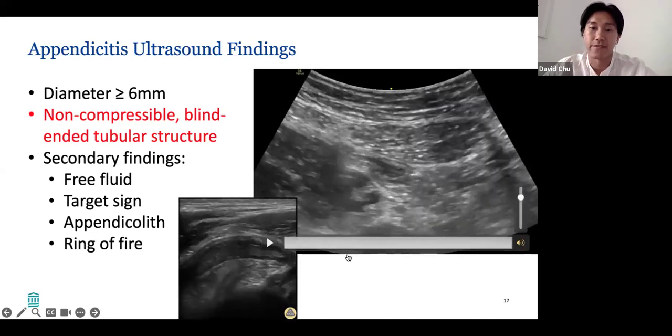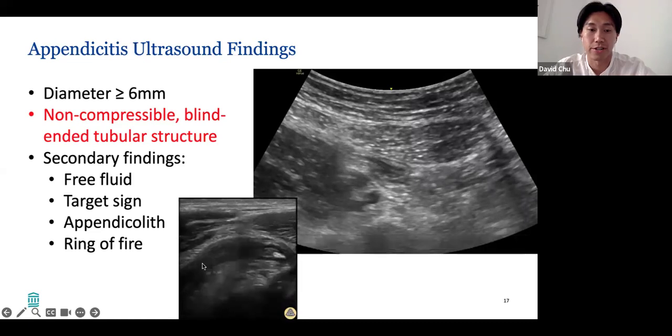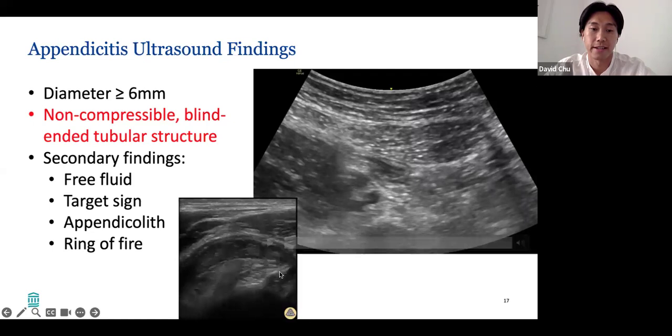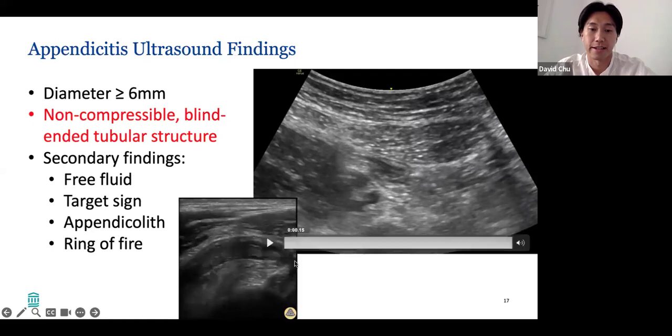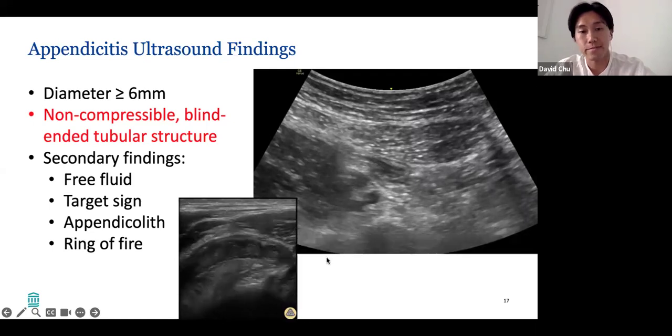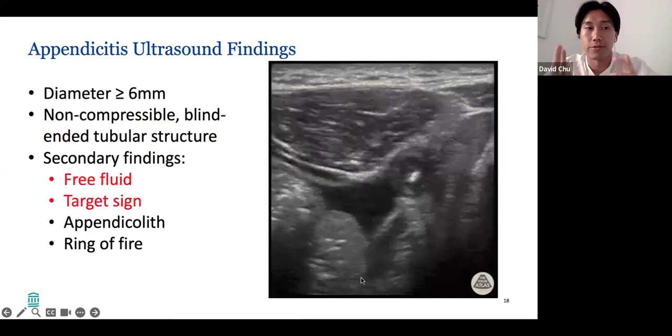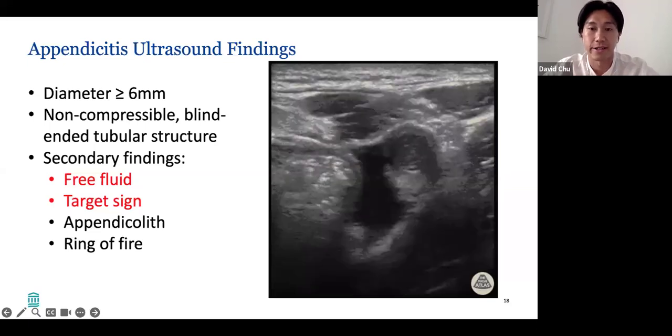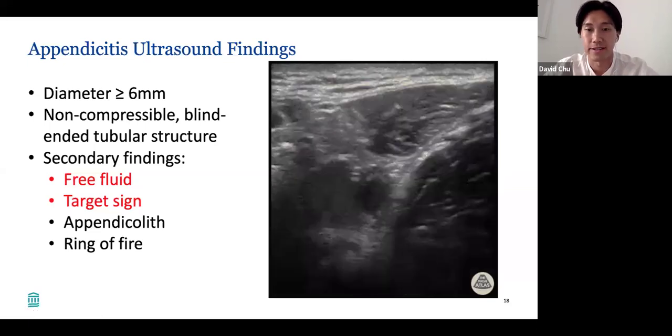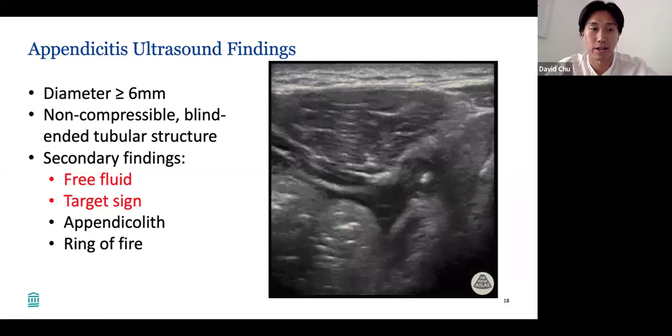And even better, right here, you see the very end of the appendix, that round tubular blind ended portion. Here's a clear example of a very nice sagittal view of an appendix. And you see this tubular blind ended structure right here. If you were applying graded compression, this would be a non-compressible structure. Those are the 2 main findings: the diameter greater than 6 millimeters and a non-compressible blind-ended tubular structure.